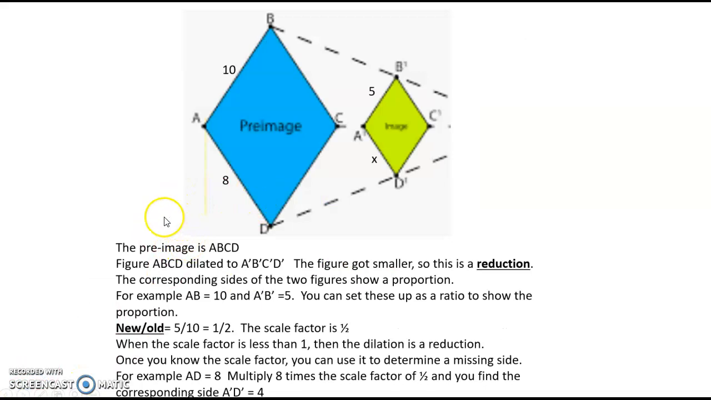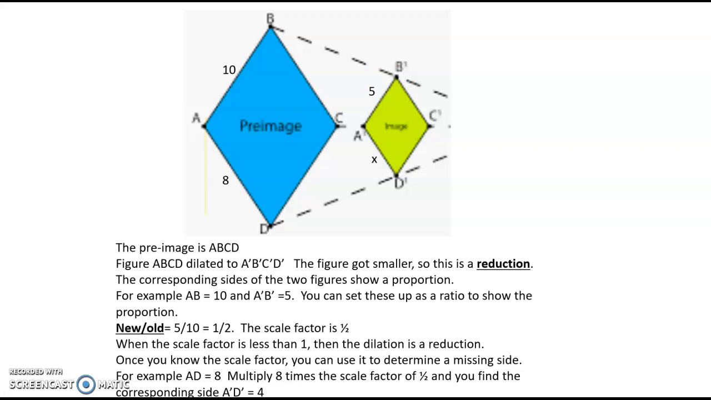On this example, we can see that the pre-image is ABCD, and again we know that because it does not have any primes beside any of the letters. The figure ABCD dilated to A prime, B prime, C prime, D prime, and we can see that the figure got smaller. So this is called a reduction. The corresponding sides of the two figures show a proportion. So for example, we can take line segment AB, that corresponds with A prime, B prime, and we can set up these in a ratio to show the proportion.